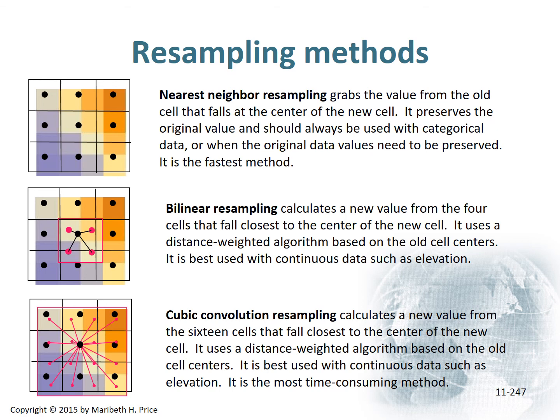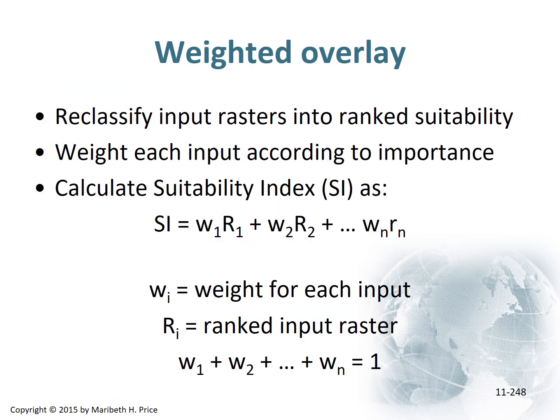Remember, distance weighted algorithms. Remember, nearest neighbor is fastest, cubic convolution slowest. Nearest neighbor gives you the most crisp image. Cubic convolution blurs the data the most. Bilinear is always somewhere in between the two. Bilinear uses 4 cell centers. Distance weighted algorithm, cubic convolution uses 16. Nearest neighbor simply finds the closest cell to the existing area where it's going and uses that number.